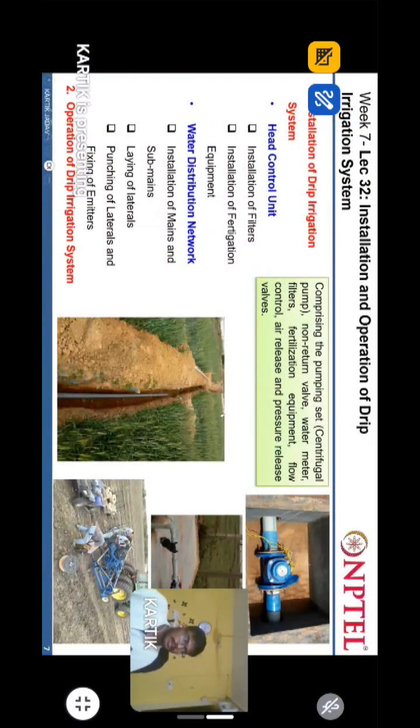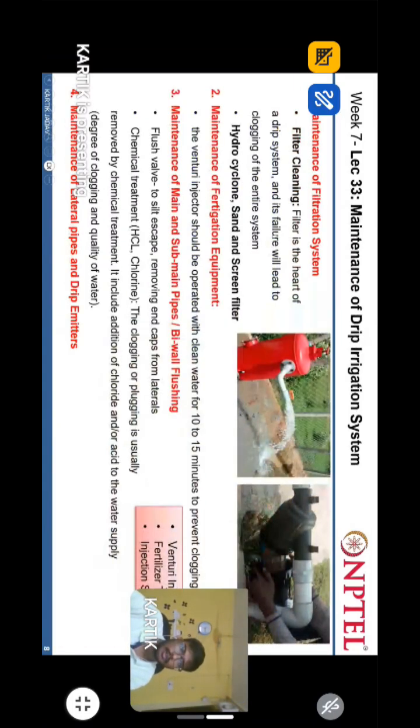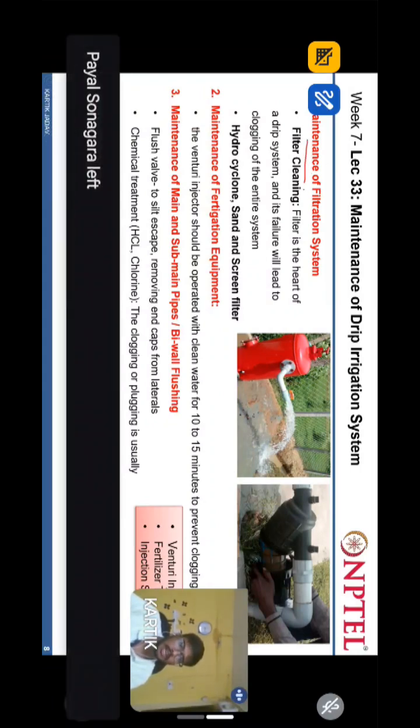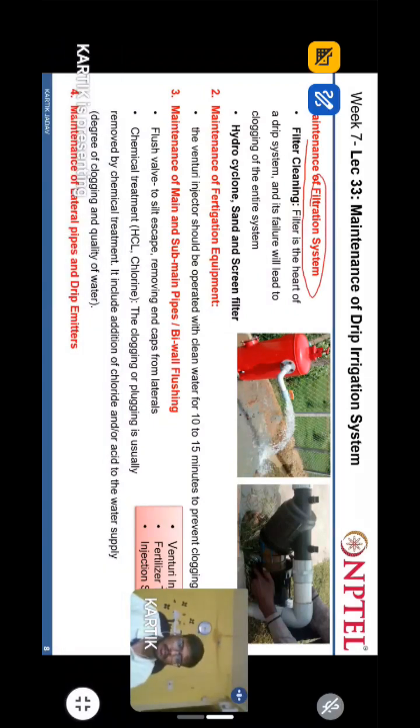So let's continue our session. Next, in lecture 33, we learned about the maintenance of various drip irrigation system components, right? In that we started with the maintenance of the system. We have seen various kinds of filters, that is the hydrocyclone filter, which works on a centrifugal principle, and the sand filter, also known as the media filter.